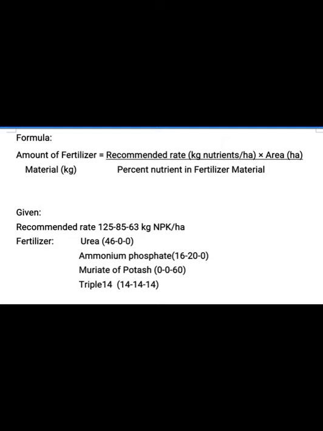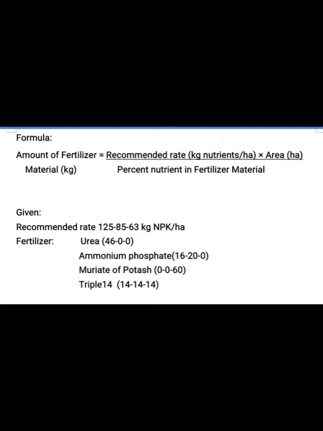The given are the recommended rate, which is 125, 85, 63 kg NPK per hectare. Fertilizers: urea 46-0-0, ammonium phosphate 16-20-0, muriate of potash 0-0-60, triple 14 (14-14-14). The recommended rate of 125, 85, 63 kg NPK per hectare is needed to apply in 2 hectares. To get that, I apply the recommended rate.